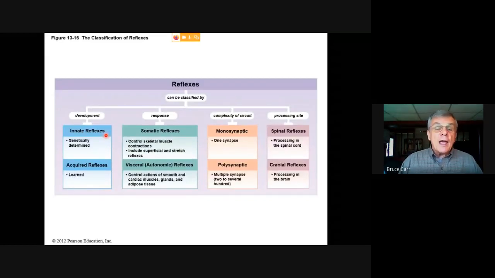Now, in terms of response, am I going to activate muscles, somatic response, or am I going to regulate an organ? Am I working on digestion or respiration? That's the difference between somatic and visceral. The complexity, is this one synapse and one line, or is it many synapses contributing to that reaction? The processing site is also important for reflexes. Are we processing it in the spinal cord, or are we processing it up in the brain? It turns out that that's not a complete list. At times, we have what's called a short reflex for local control of an organ system, where the controlling nerves and connections are actually within the system itself.